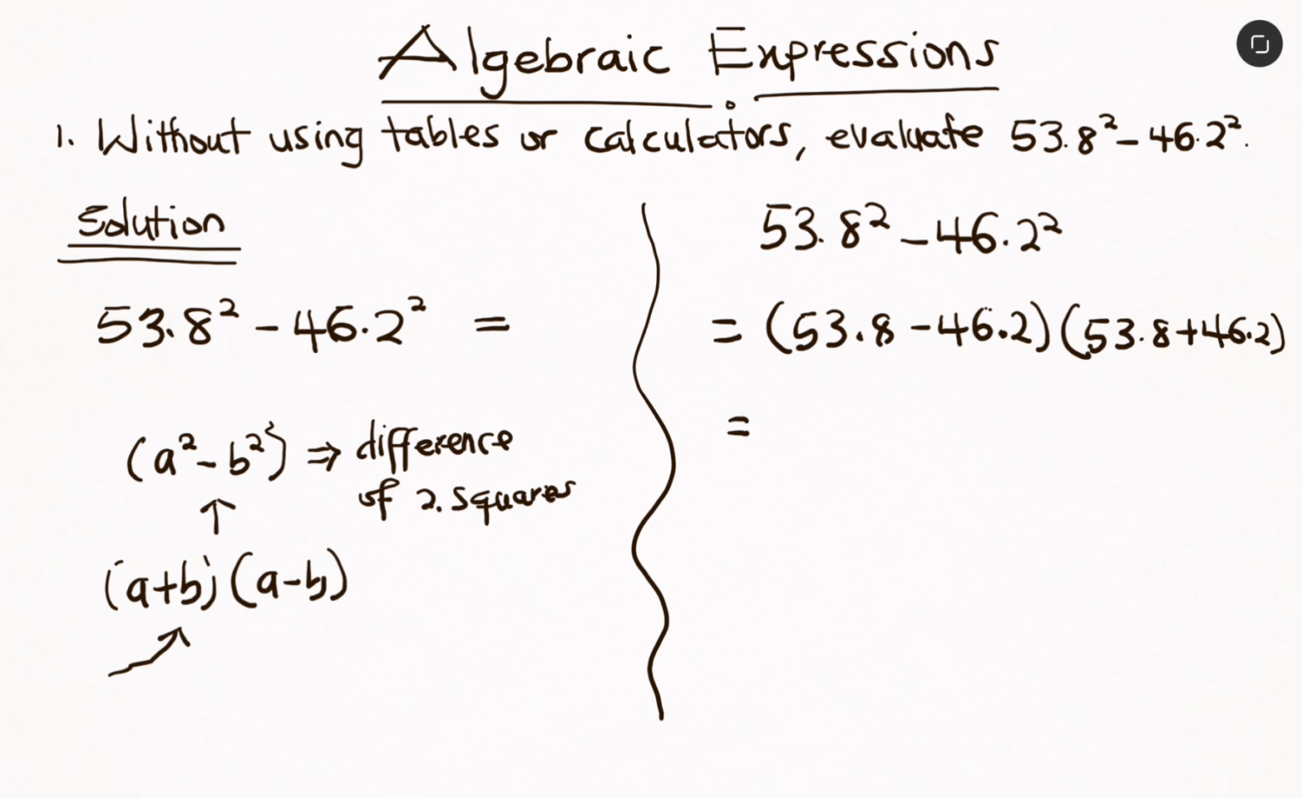So 53.8 minus 46.2 will give me 7.6 in one bracket, then multiplied by the second one, 53.8 plus 46.2, that will give me 100. And so if I multiply 100 by 7.6, I am going to get 760. And this becomes my answer for this particular question.